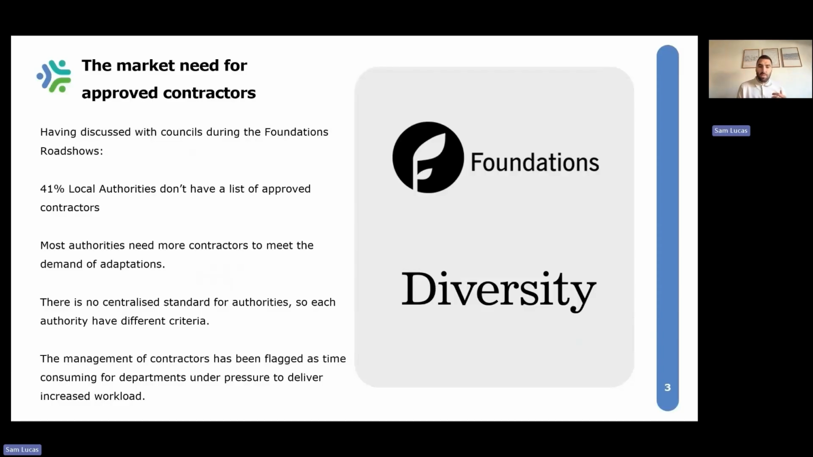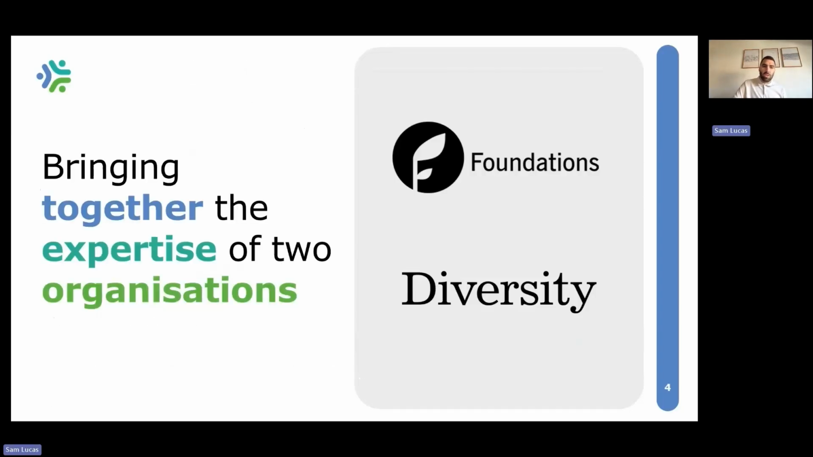Just between us, I myself work for a company called Diversity, and I'll come onto that a bit more shortly. But we partnered with Foundations to create this network. You will know Foundations because they have a lot of expertise in the housing adaptation space, and a lot of expertise within the DFG world as well. You've likely spoken to Paul and his team prior to this webinar. What you won't know so much about is Diversity.